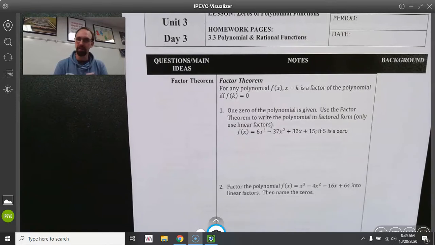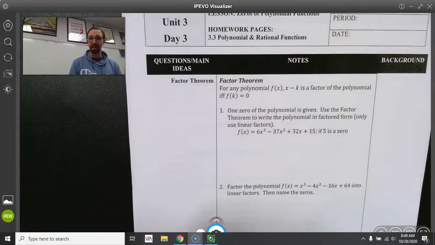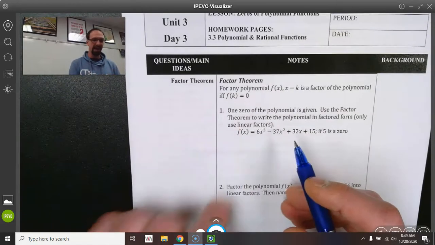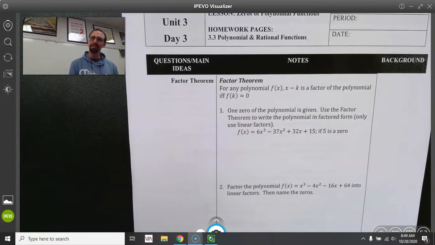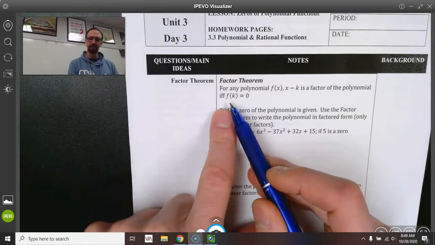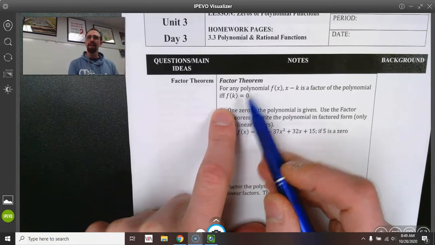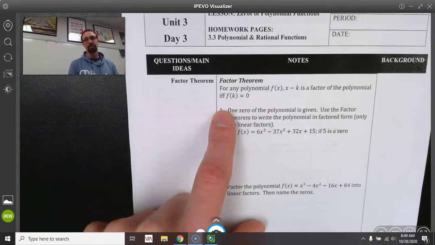The factor theorem is an idea where if I can take a factor of a polynomial, so x minus k, then if I plug that k value back in to that polynomial, I get 0. This IFF stands for if and only if. This is a biconditional. Biconditionals in geometry, remember we learned that they have to go both directions. They're true both ways. So if I have a value that I plug in for k to a polynomial and I get 0, then that means that x minus k is also a factor.